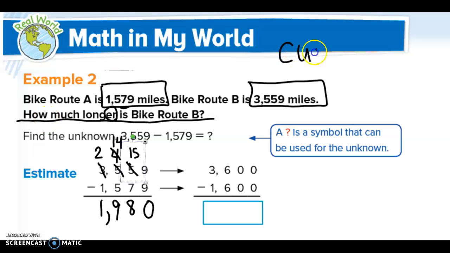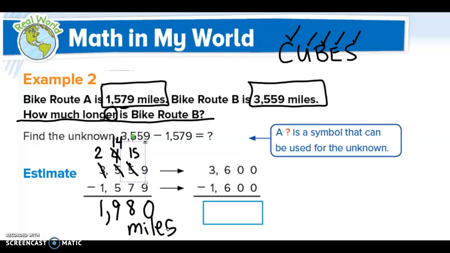Because when we have the CUBES problem solving strategy, we just went through and we circled and we underlined and we boxed and we solved. The S stands for solving, but it also means we need to check our answer and we need to label our answer. What are we talking about in this question? How much longer is bike route B? It's 1,980. We look back and see what are they using to label their numbers? Miles. So miles is what we're talking about here.